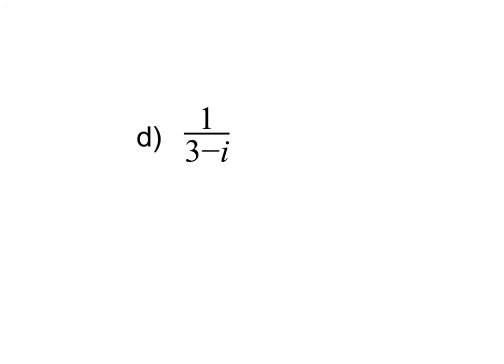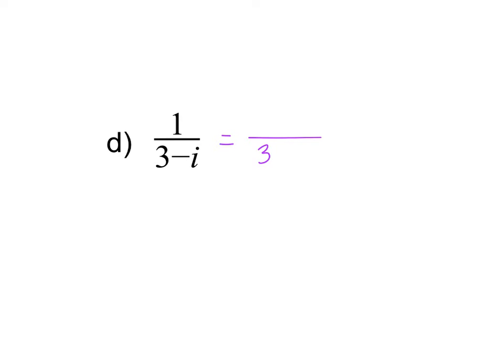Okay, now letter D. This one's a little bit different. We're going to have to multiply by what's called the conjugate. So the conjugate is this. You look at the denominator, and this one's 3 minus i. So 3 plus i is the conjugate. Why did I put an equal sign? I didn't mean to. So we're going to multiply it, so it's going to be 3 plus i over 3 plus i. And you'll see why I do the conjugate in just a second.